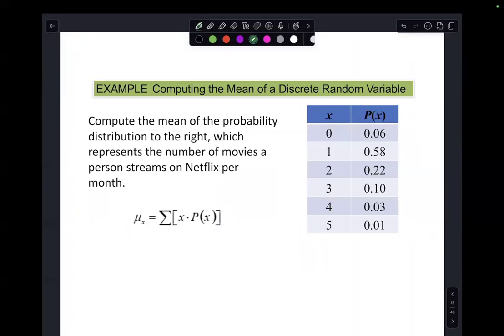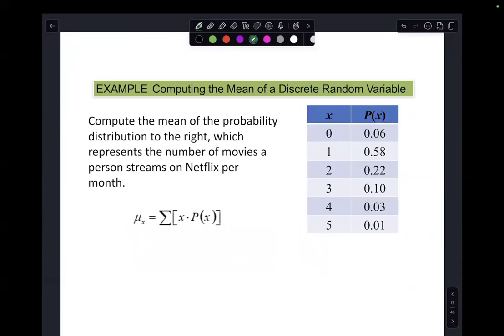Because each of these has a different probability, I can't just add all of these values together and divide by how many they are, because each one has a different probability of happening. So what I have to do instead is have a different way of calculating that mean. You take each data value, multiply it by the probability, and then add them all together.